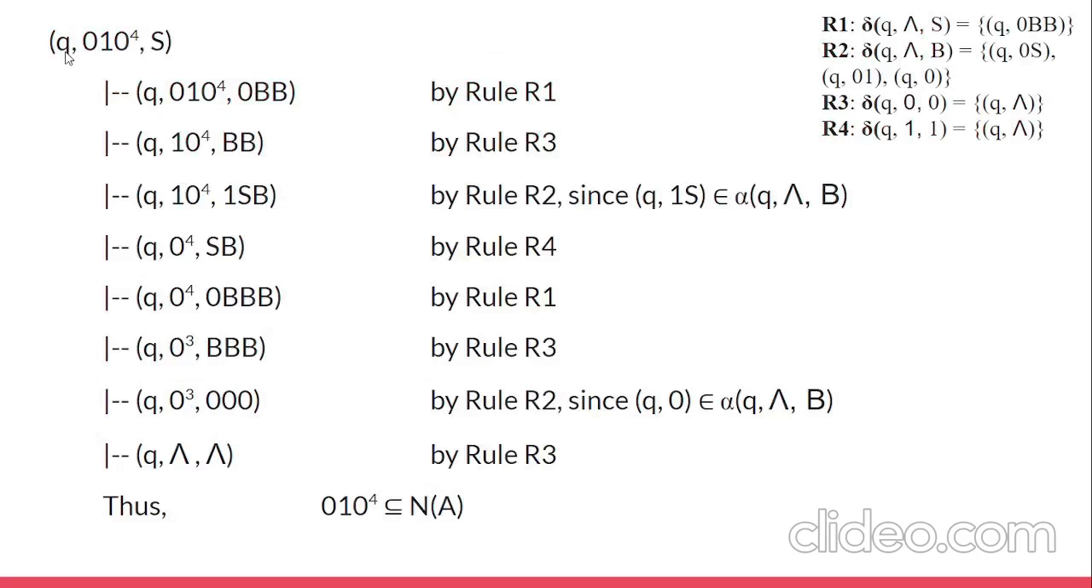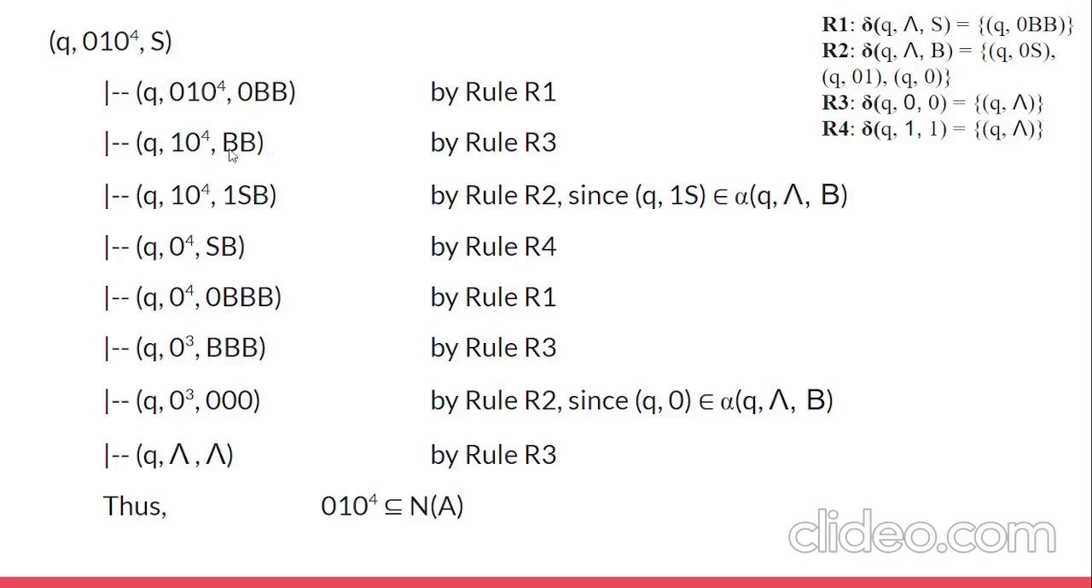As we can see, we are given the string 0, 1, 0, 0, 0, 0 or 0, 1, 0 to the power 4 and S as the start symbol, which is already in the stack. So by rule 1, we can replace S with 0BB. We have the rules here for reference. Next we apply rule 3, as we have 0 on the top of the stack and we encounter 0 as the first letter of the string. So we pop the 0 from the stack.